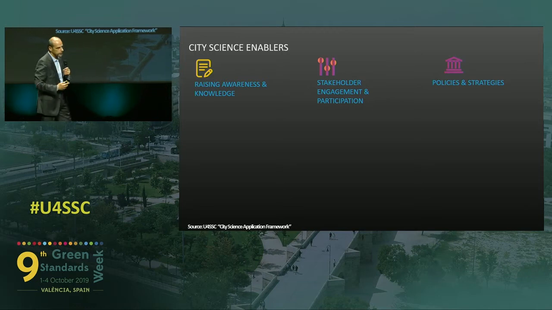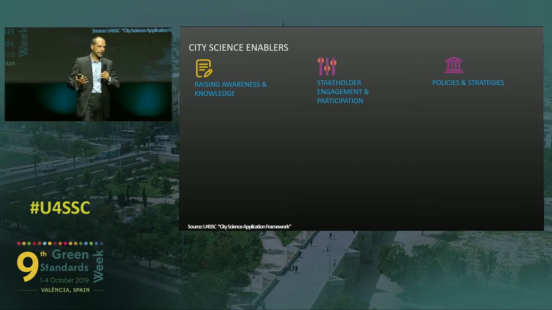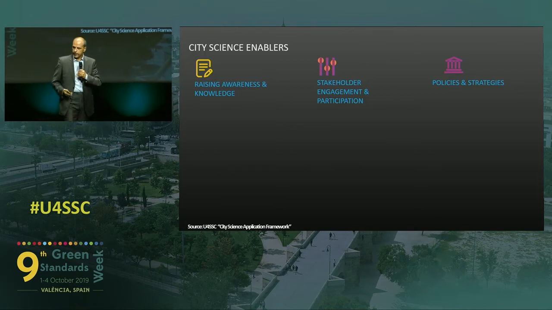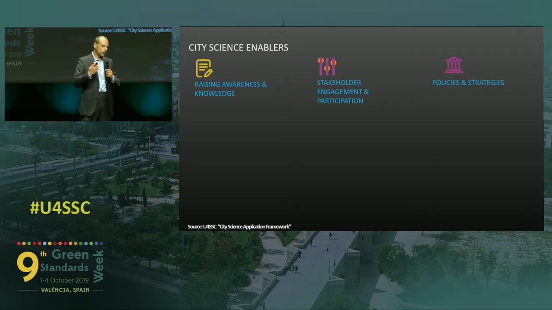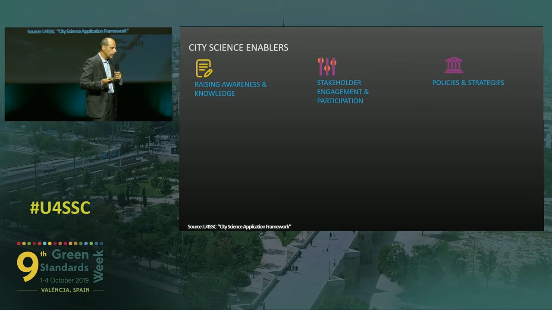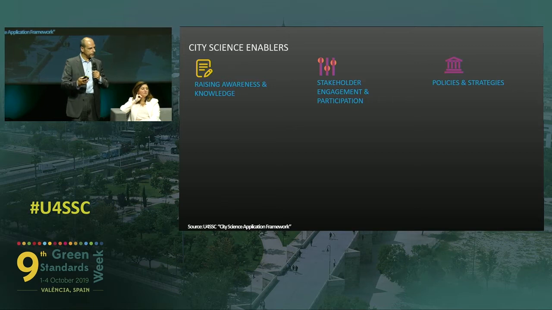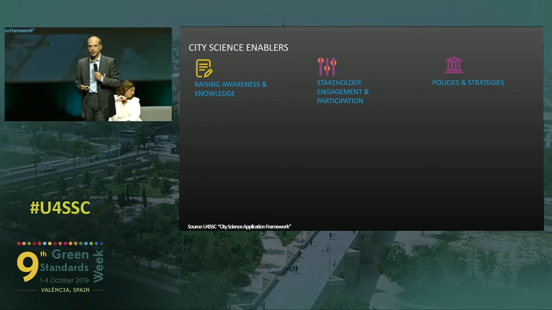Now, in terms of enablers, we came up with a long list of enablers that cities can use. First of all, when we say city science, certain cities are not even aware of it. There is no awareness. They don't even know what it means. So raising awareness and knowledge in the cities will be important. Beyond that, the stakeholders need to be engaged. We have these urban challenges, but the stakeholders are not necessarily aware of them, or they are not engaged and don't participate in innovation, for example, in smart city and sustainable city projects. So that's number 2. And then policies and strategies is number 3.